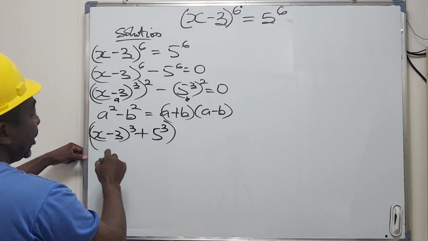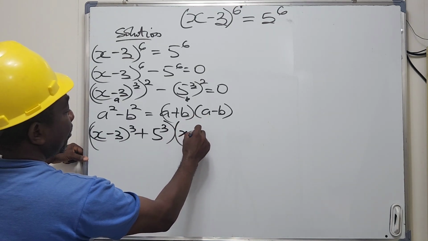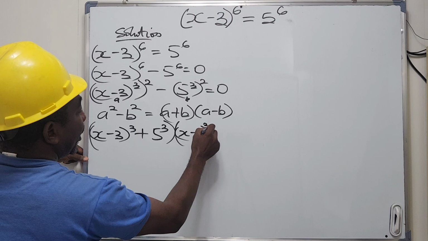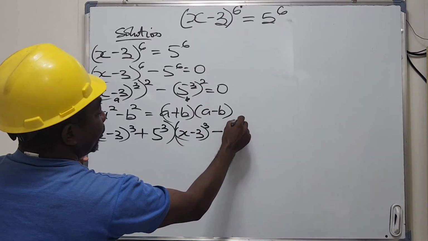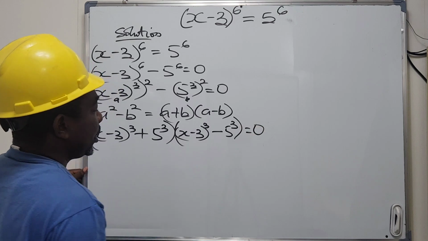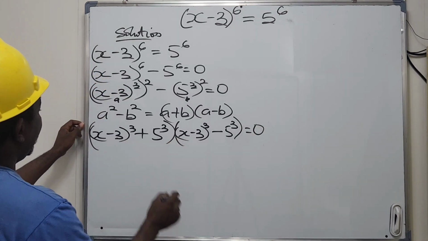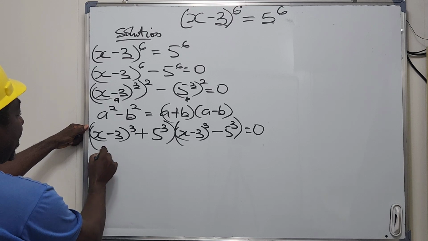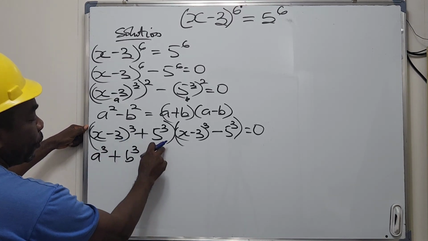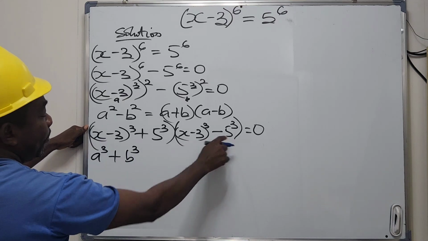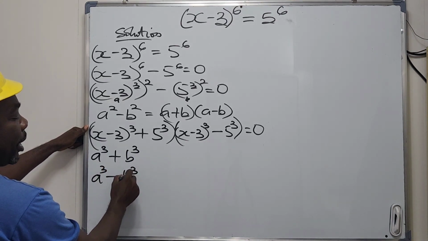That is for the first parenthesis. Then the second parenthesis, our a is (x − 3)^3. Then we bring down minus 5^3, all equals 0. In this case, you can see that this is in the form a^3 plus b^3. That is for this one. And this other parenthesis is a^3 minus b^3.